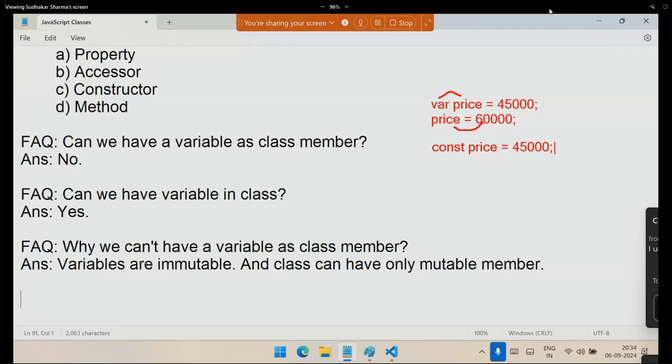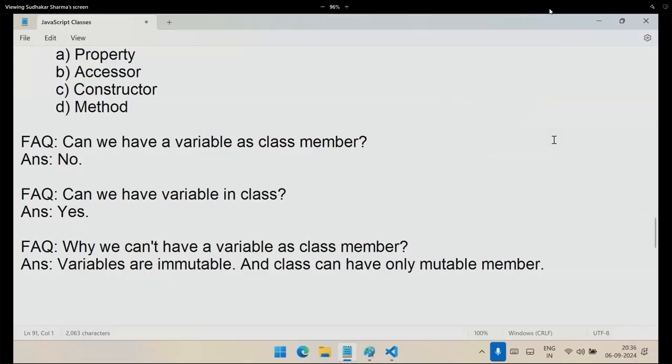Then how does a class store the data? A class stores the data in a property. A property is used to store the data, not a variable. What is the difference between a property and a variable? Properties are mutable. That means a property can change behavior. In one situation, read only; in another situation, read write. How can it do that? By using accessors. A property can change the behavior according to the situation.